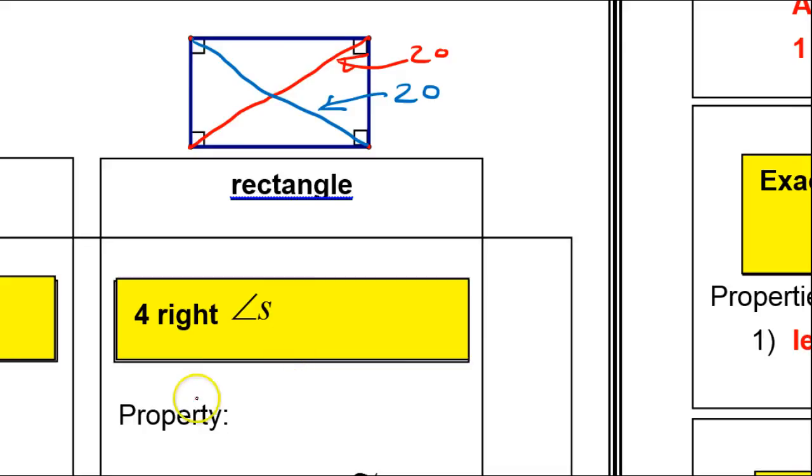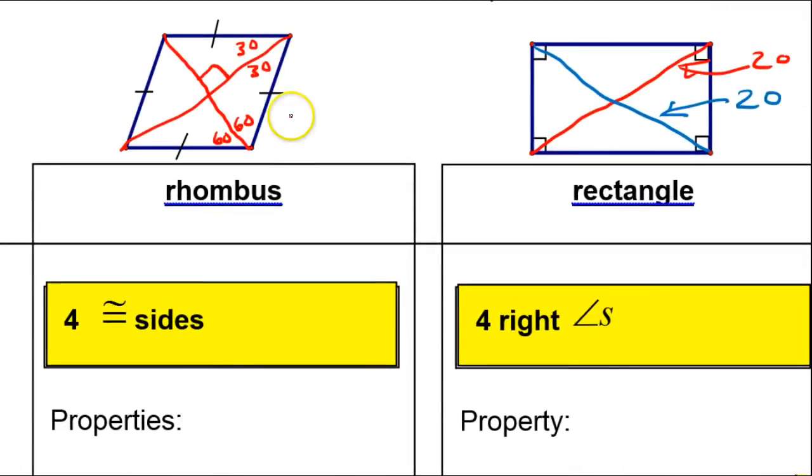Okay, now that's only true for a rectangle. For example, for a rhombus, that wouldn't be true. For a rhombus, one of these could be 20 and one of them could be 15. The diagonals don't have to be the same for a rhombus.